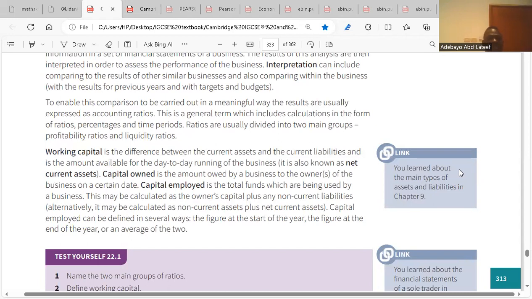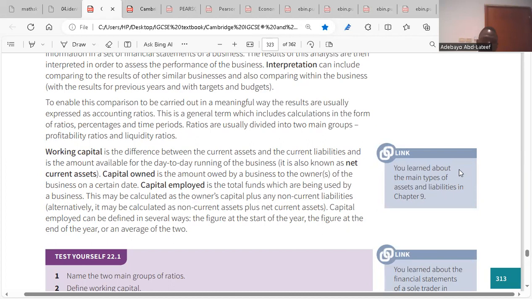Before we go down, in the last paragraph they talked about working capital. So what is working capital? They say working capital is the difference between the current assets and the current liabilities, and it's the amount available for the day-to-day running of the business. So the formula for working capital is current assets minus current liabilities. This is the money you use for the day-to-day running of the business. I think that is clear.